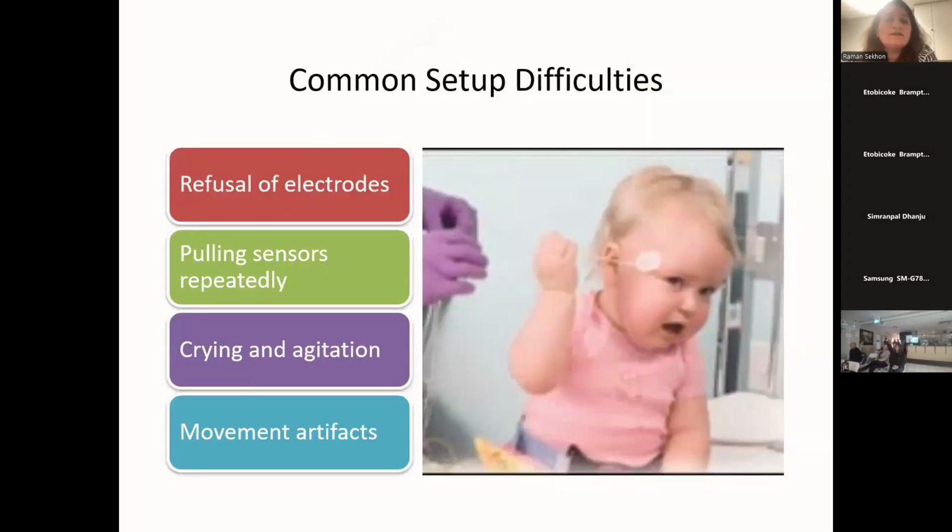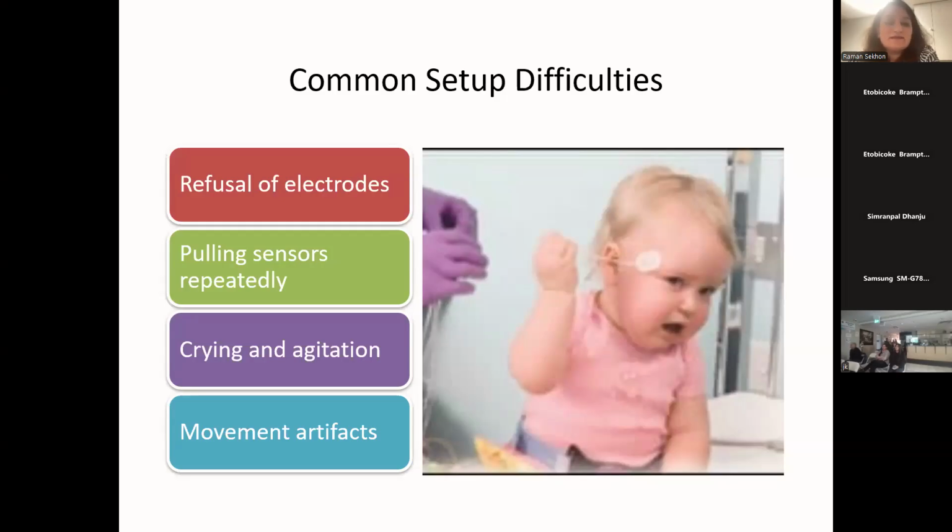What are the common setup difficulties that a technologist faces during the night? First is the refusal of electrodes. When the child enters the clinic, from that point you can make out whether the child will cooperate in putting on the electrodes or not. Based on that, you can evaluate what steps to take while doing the setup. Especially children with neurodevelopmental disorders may require some extra interventions.